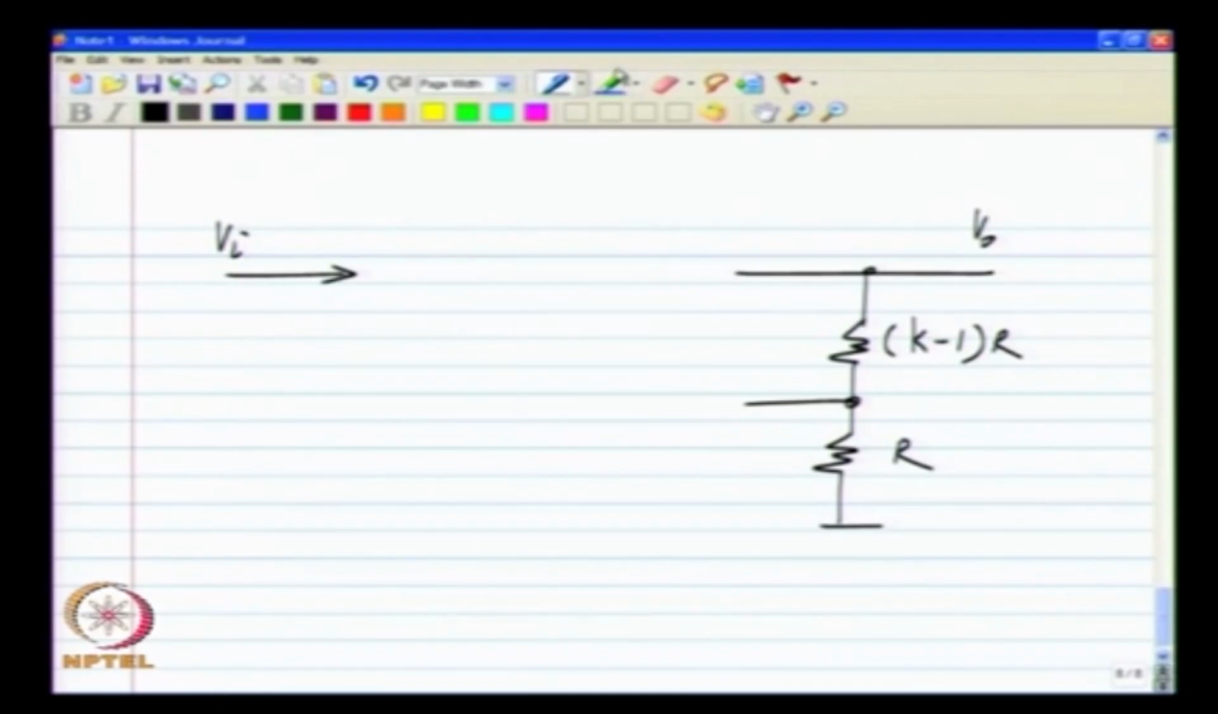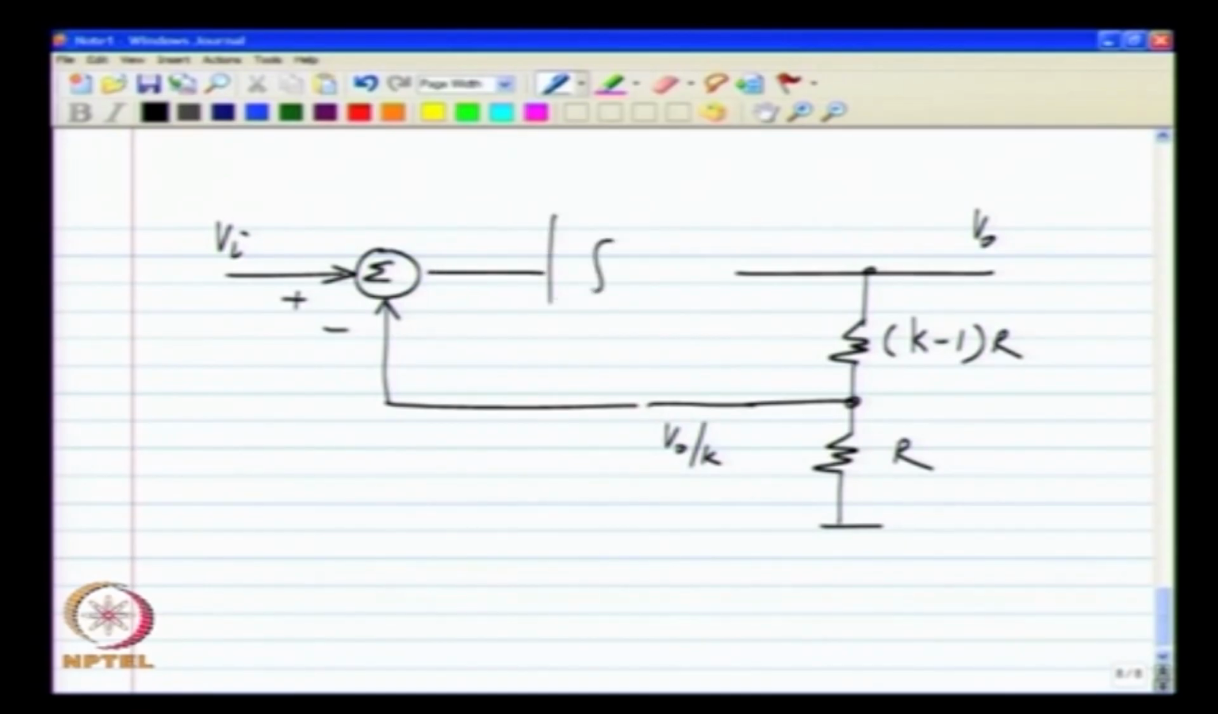If I use a voltage divider like this, where one of the resistors is K minus 1 R and the other resistor is R, I will get V naught by K at the output of the resistive divider. And I subtract it from Vi and I integrate the error. I use an integrator.